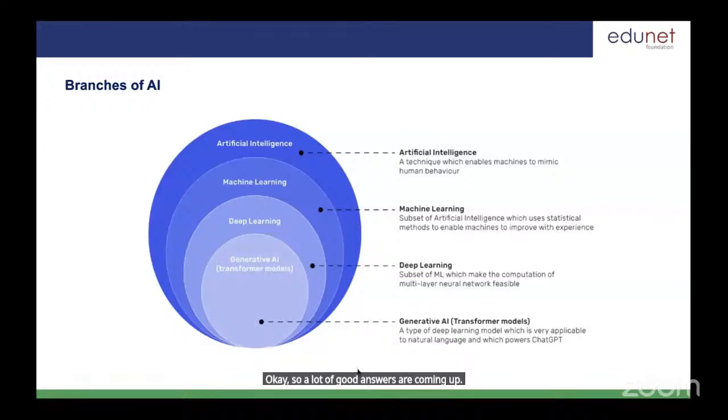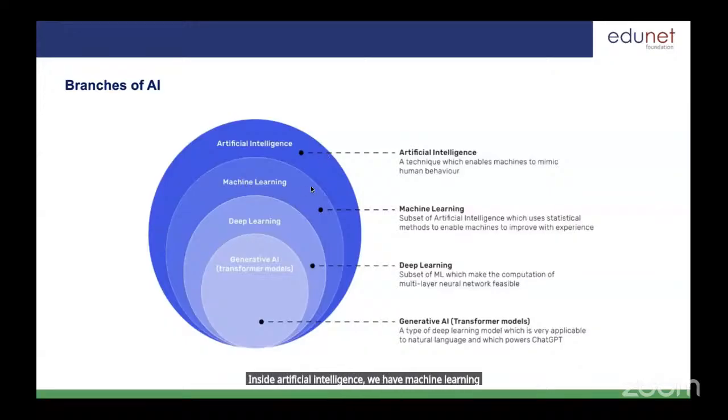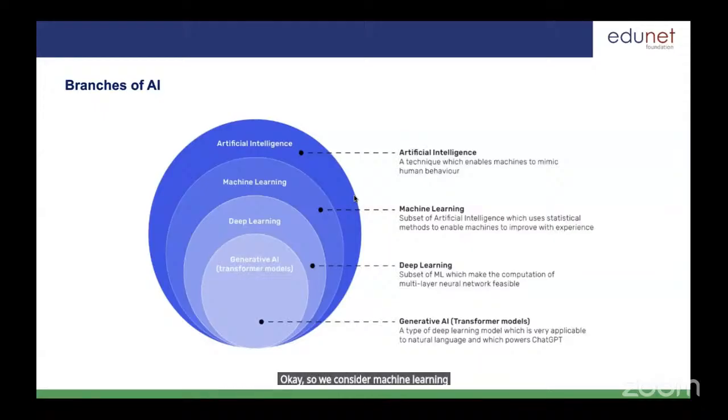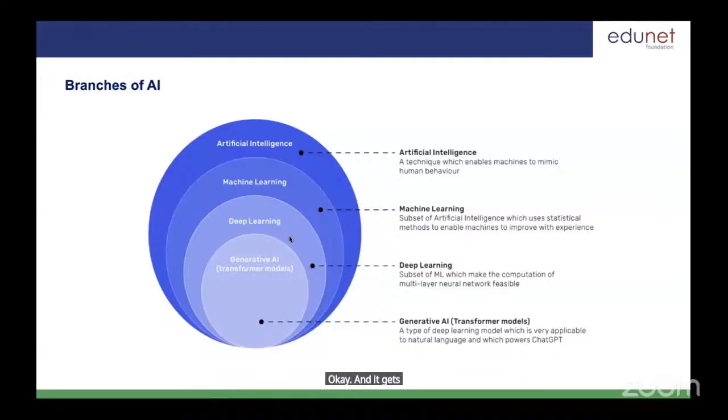You can just think of it like this: artificial intelligence is like the universe. Okay, and in the universe there are different planets, right? So if you just consider Earth, inside Earth there are continents, then we have again the countries, we have states, like that. So this is how the branches are related in artificial intelligence. Inside artificial intelligence we have machine learning, and within machine learning we have deep learning, and in deep learning we have generative AI. So we consider machine learning one of the subsets of AI. It uses some statistical methods which help us do the predictions, and it gets trained on the historical data.